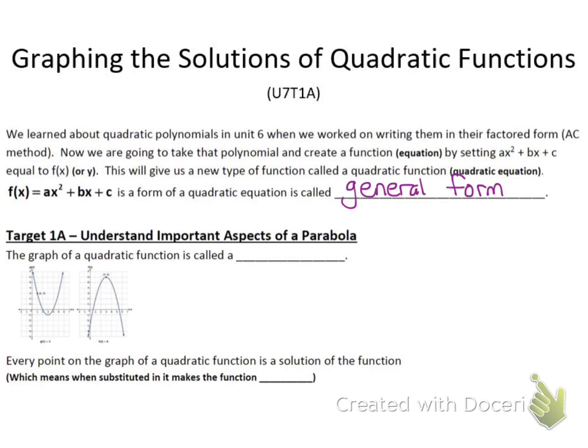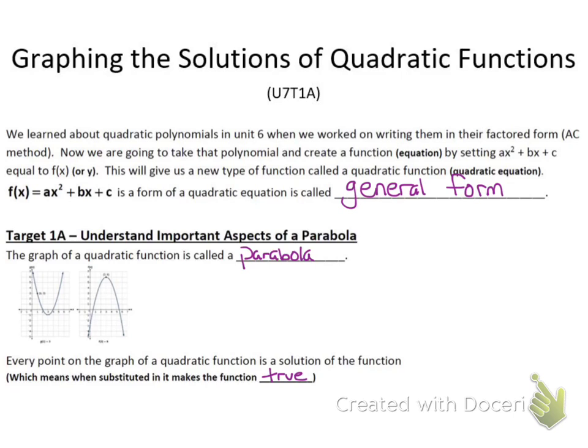So let's get started. What are the important aspects or characteristics of a parabola? The first thing we need to dive into is what does the graph of a quadratic function look like? First of all, we call the graph of a quadratic function a parabola, not a line. It's curved. It has this U shape either opening up or opening down. There are parabolas that open sideways, but you will not learn about those for a few more years, but just be aware that they do exist. As a reminder, every point on the graph of a quadratic function is a solution, meaning that when you substitute that point into the function, it makes the equation true.